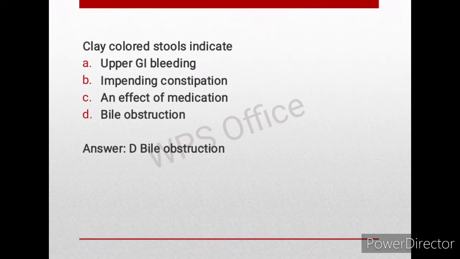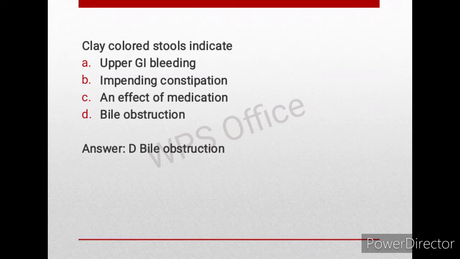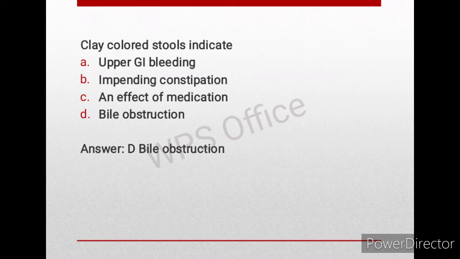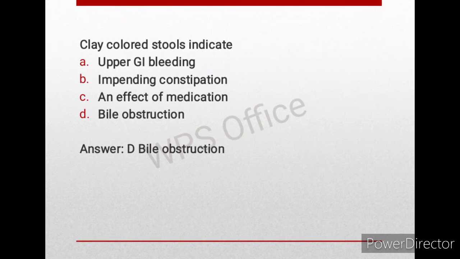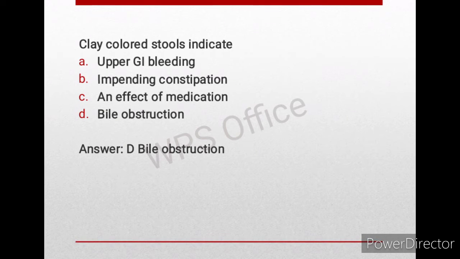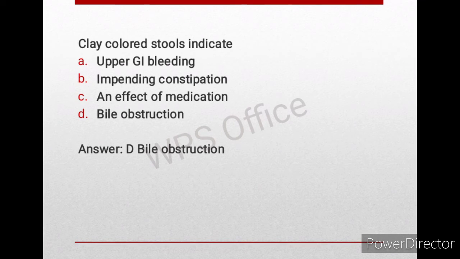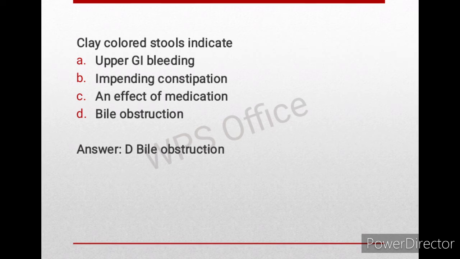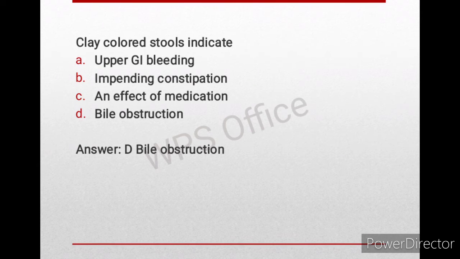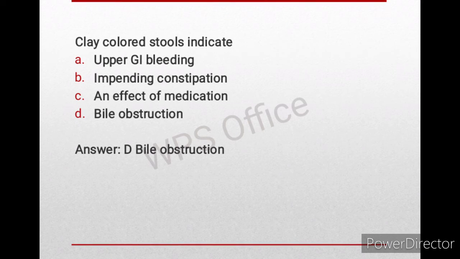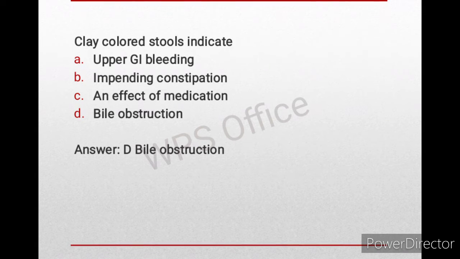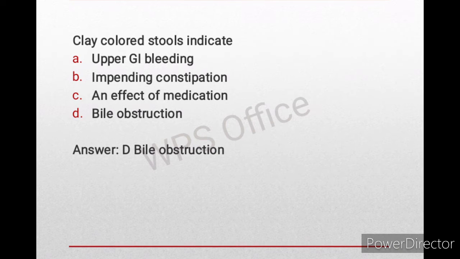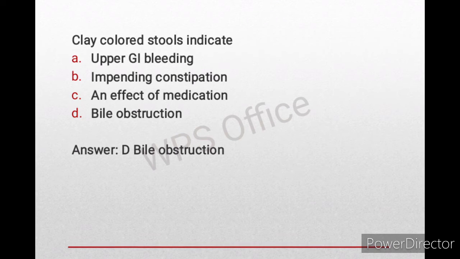Upper GI bleeding, on the other hand, will result in black or tarry stool. Constipation is characterized by small hard masses. Many medications and foods will discolor the stool also. For example, drugs containing iron will turn the stool black. Beets will turn the stool red. So like this, the bile will cause the brown coloration of the stool.